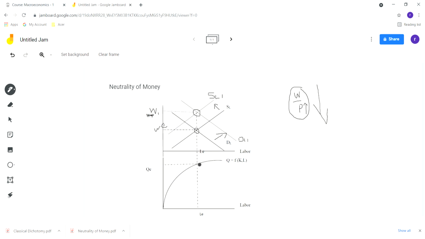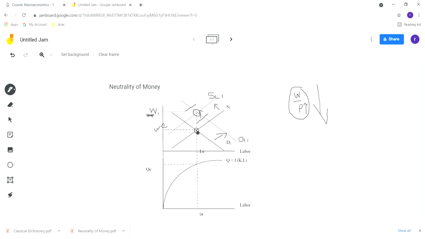Now you might be in doubt why this supply of labor curve is passing through this point only. Why can't it be at this point or at this point? If the supply of labor curve is passing through this point and intersecting the demand for labor at this point, then money wage has not risen sufficiently, and so they are getting the initial real wages. So money wages will increase further, and the labor supply curve shifts, passes through this point.